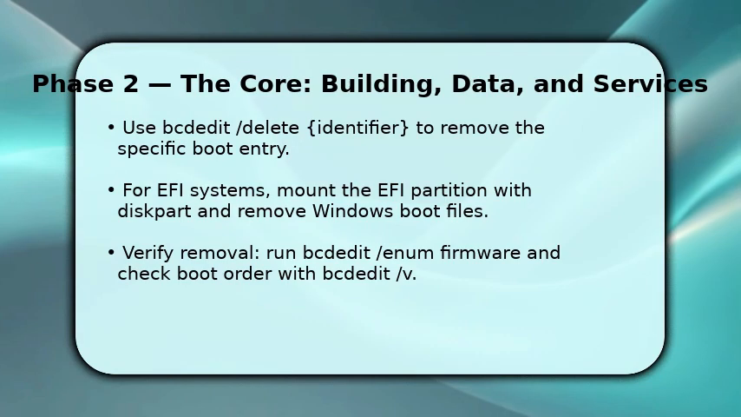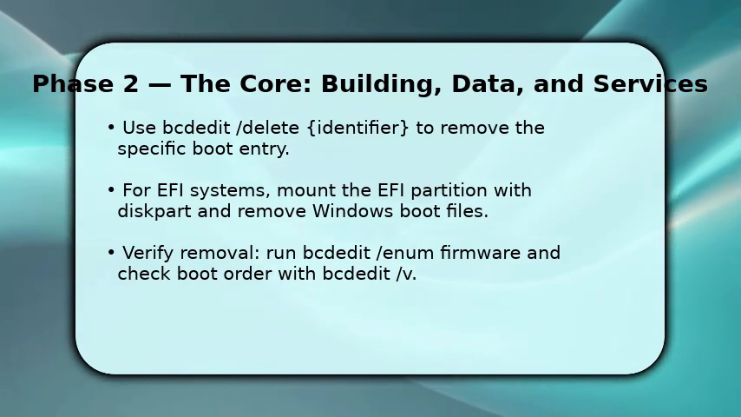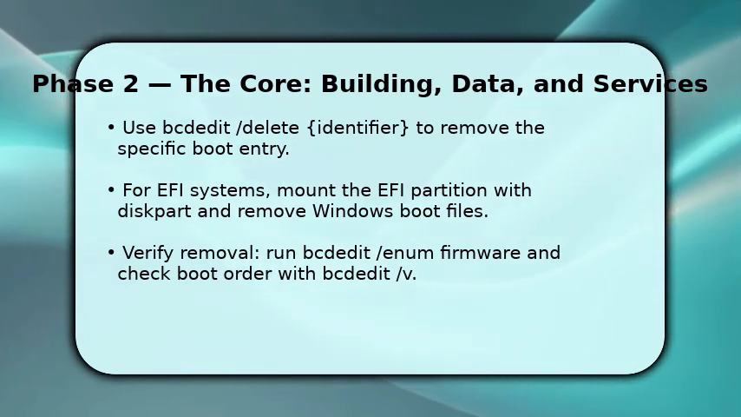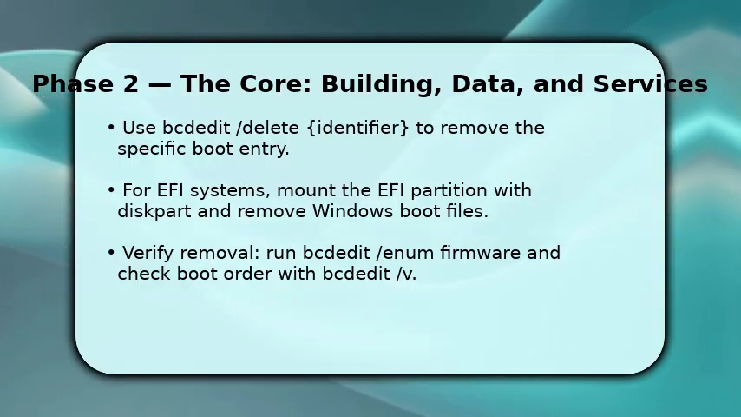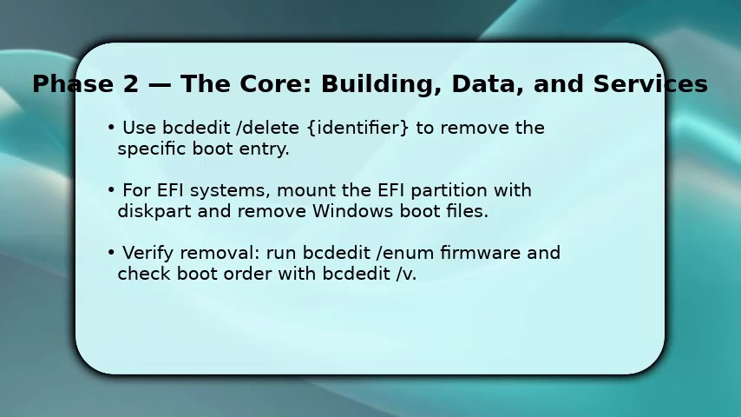Next, you remove the Windows Boot Manager entry. Identify the exact GUID from the previous step, then run bcdedit /delete identifier to remove that entry. This removes the firmware reference.